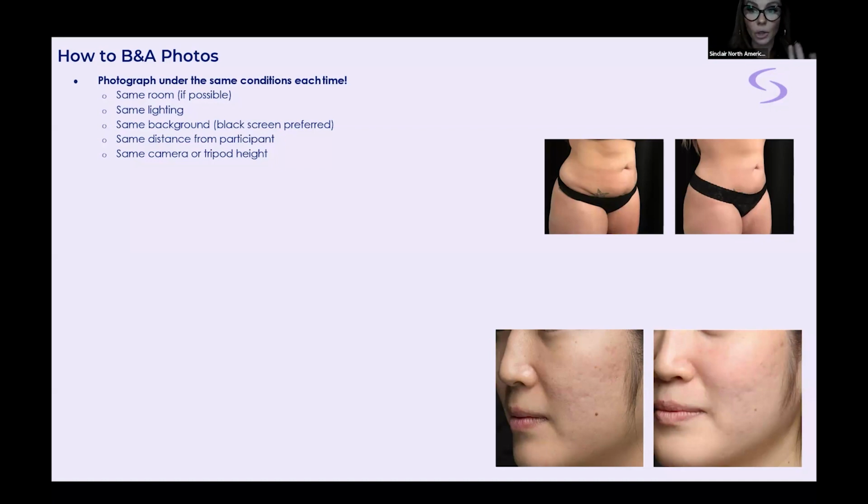But what's a nice little trick is to actually get a blackout curtain you can pull, and then that can be your backdrop for your photos. So it kind of works in two ways. And then when you're done with your before and after photos, you can just open it up if you want the bright sunlight for your treatments. But you can also paint a wall black.